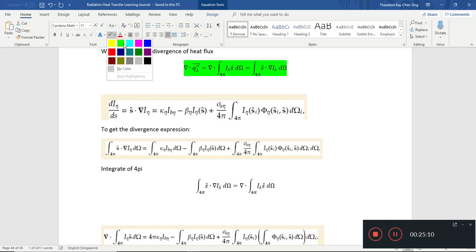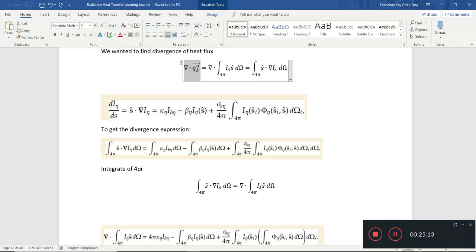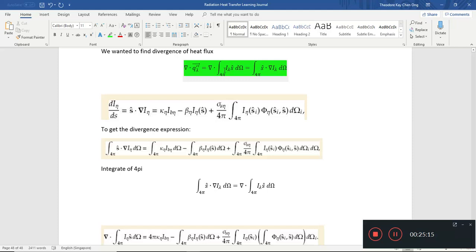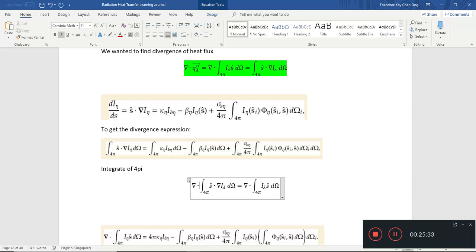Okay, so once we have established equivalence, we see that this bit here, this bit here, we integrate over 4 pi, and this becomes our expression for heat flux, q lambda vector. So this becomes our expression for heat flux, right?